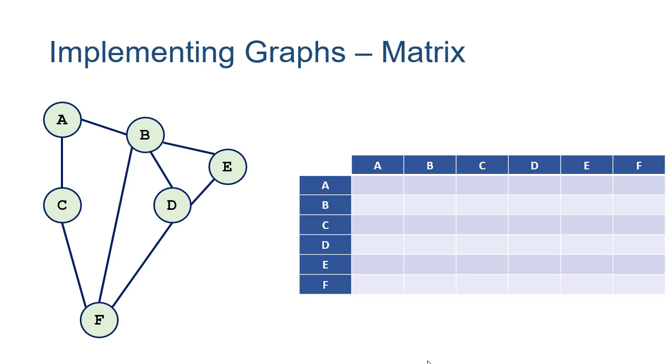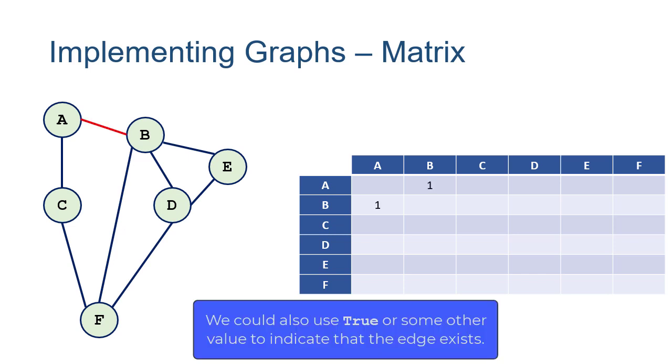Another way we can represent graphs when we're implementing them is with what's called an adjacency matrix. The adjacency matrix is going to have one row and one column for each node. So you can see here's the A column, here's the A row. And we're going to put a flag at the intersection of any two nodes that share an edge. So for example, there's an edge from A to B. So we'll put a 1 in row A, column B, and in row B, column A.